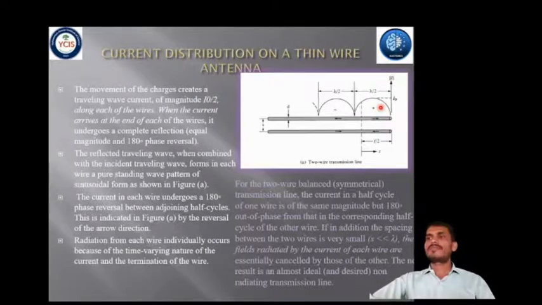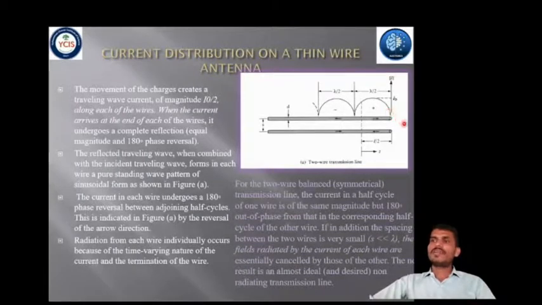Let us first begin with the geometry of the lossless two-wire transmission line, as shown in the figure. The movement of the charges creates a traveling wave current of magnitude I0 by 2 along each wire. When the current arrives at the end of each wire, it undergoes complete reflection with equal magnitude.